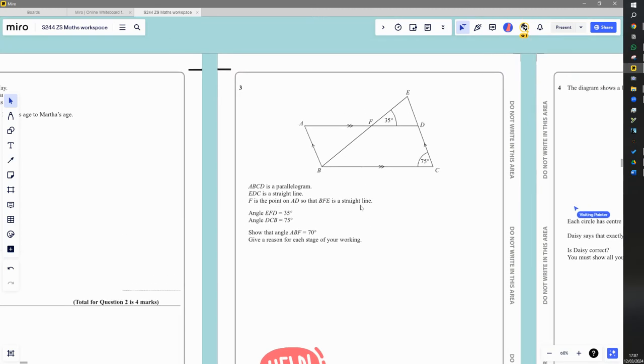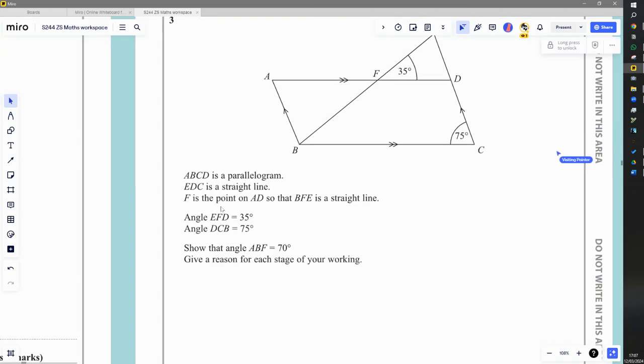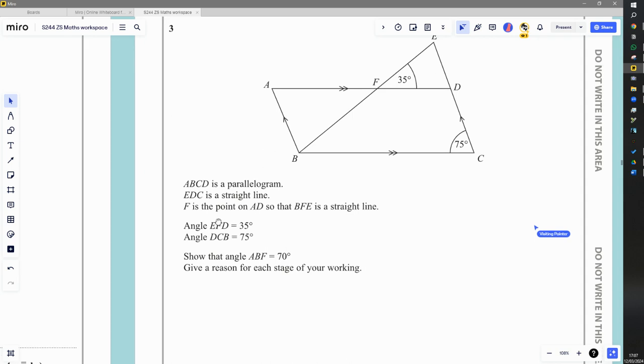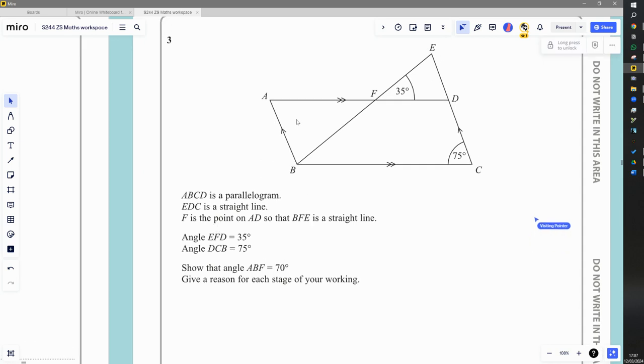Right, so question 3 is a parallelogram. We've got, it's probably going to be to do with angles and the parallel lines. F is a point on AD such that BFE is a straight line. So the line from B to E is straight, and F is on that line.